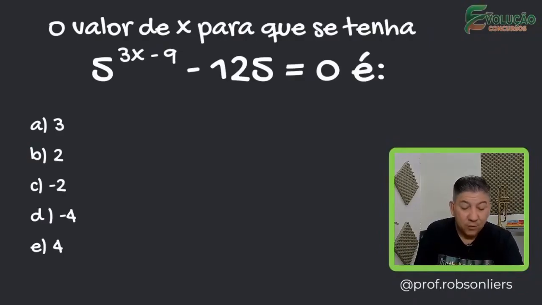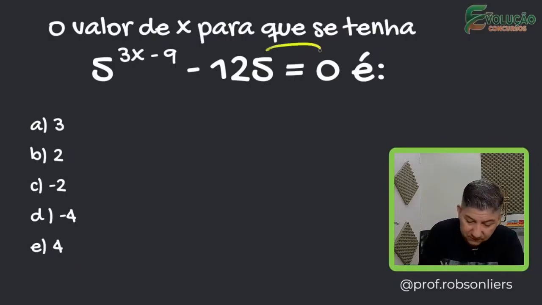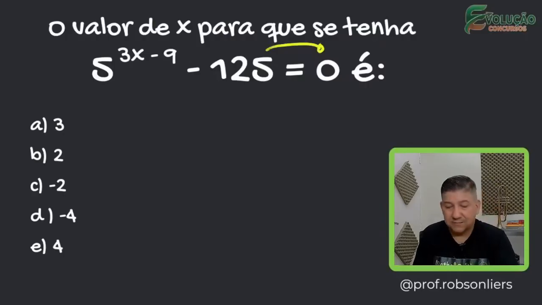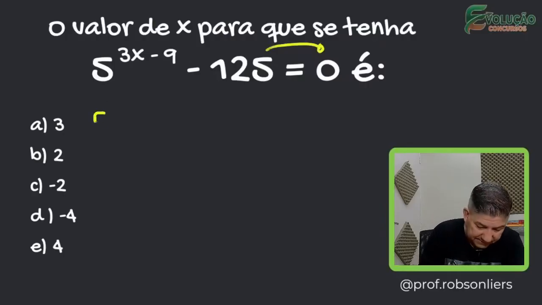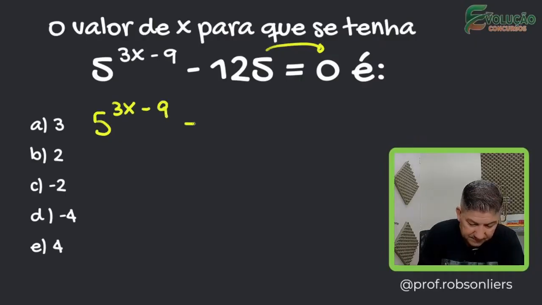Look, the value of x so that you have 5 raised to 3x minus 9, minus 125 equals 0. Here are the options. The first step for us to solve this kind of question is to put everything in the same base. But before that, I'm going to take the minus 125 and move it to the other side of the equation. So, it will be 5 raised to 3x minus 9 equals minus 125. Move it to the other side and it becomes 125.